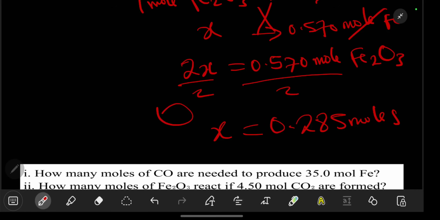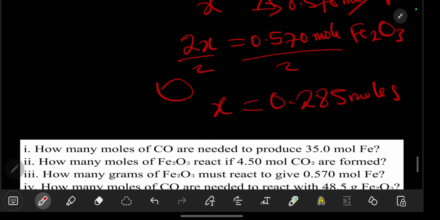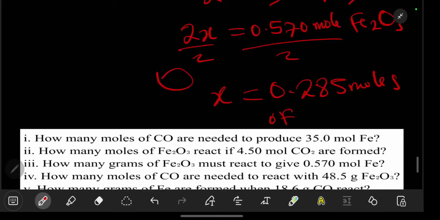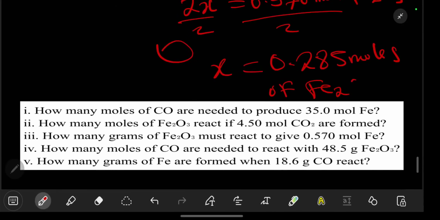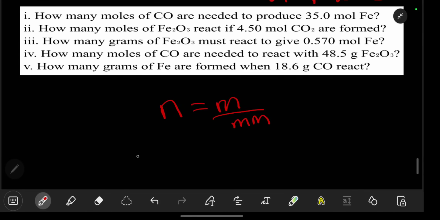So if these are the number of moles that we have, then to find the mass, we know that these are the number of moles of iron 3 oxide. Number of moles is equal to mass over the molar mass. So to find the mass, we cross multiply: mass equals number of moles times the molar mass. But we don't know the molar mass of iron 3 oxide, but we can find it.